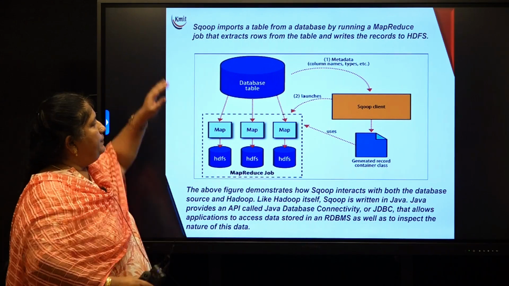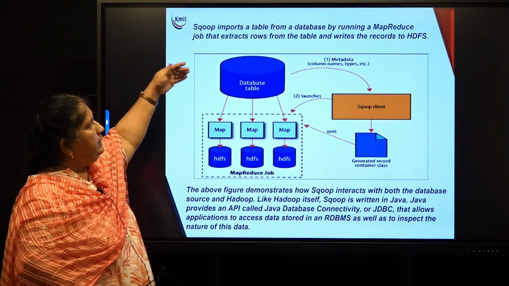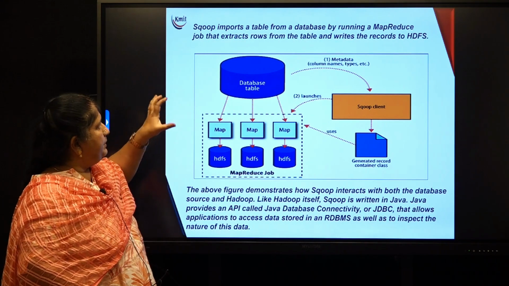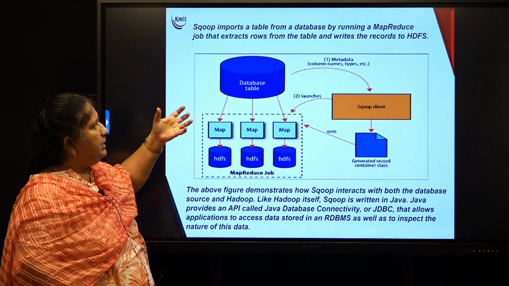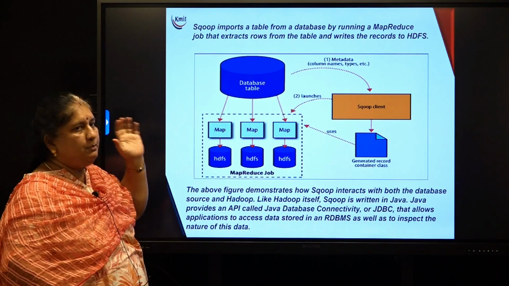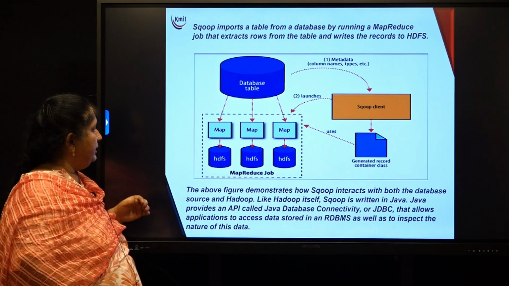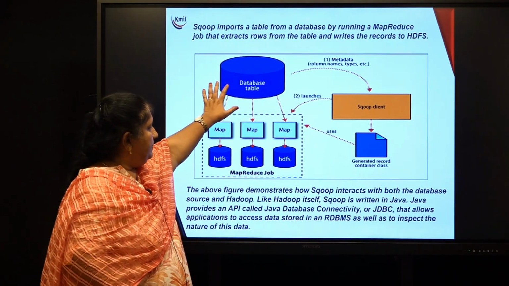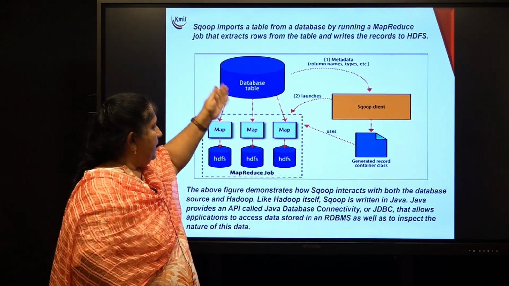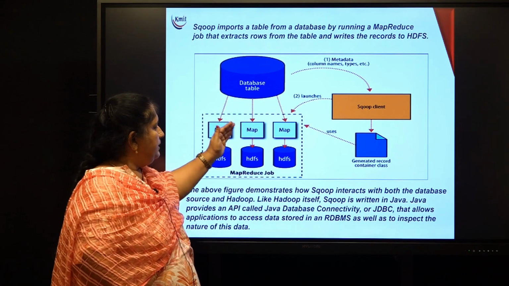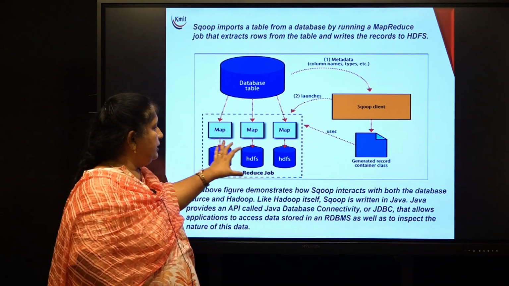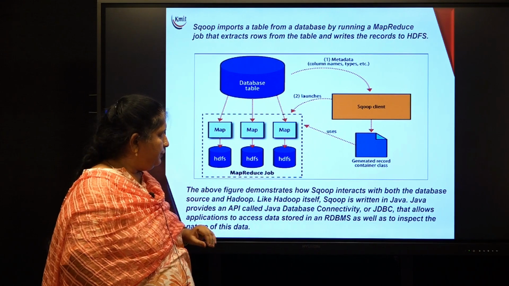Then Scoop is importing data from a database by running a MapReduce job, which is trying to extract rows from the table and put them into an HDFS file. So how exactly is it doing that? I have a database. When the database partitions are there, multiple mappers will be working and they are trying to put the data into an HDFS folder.